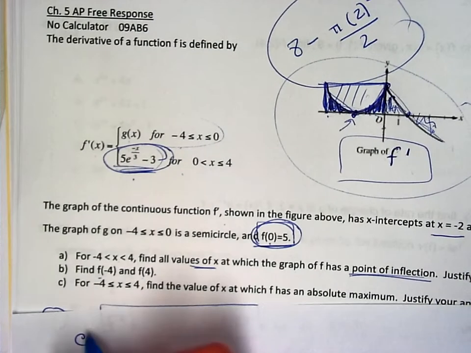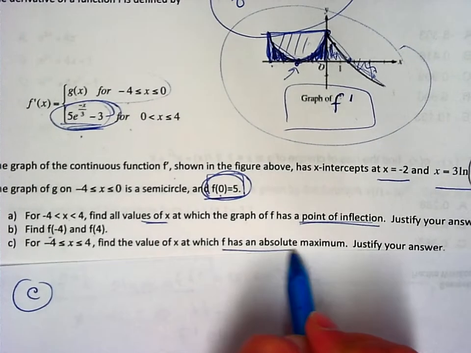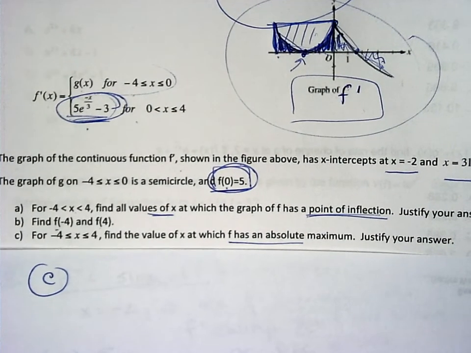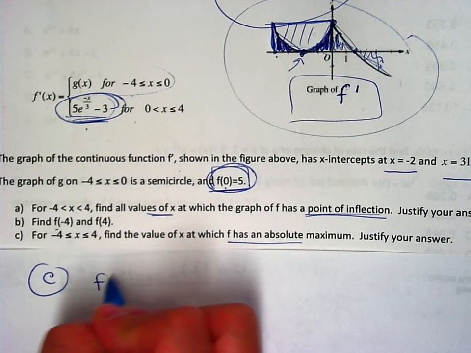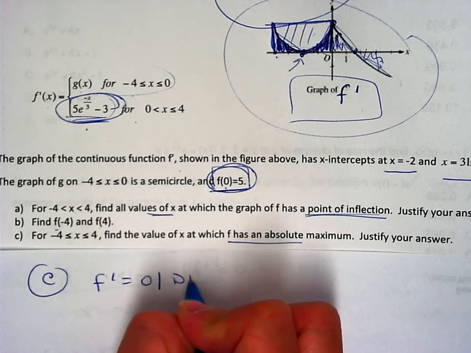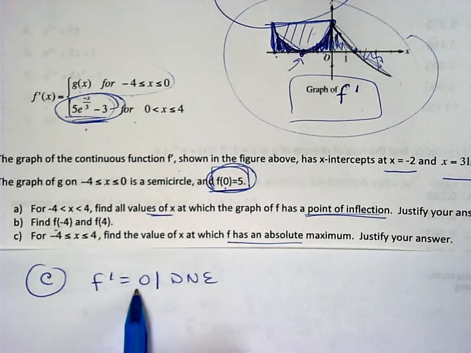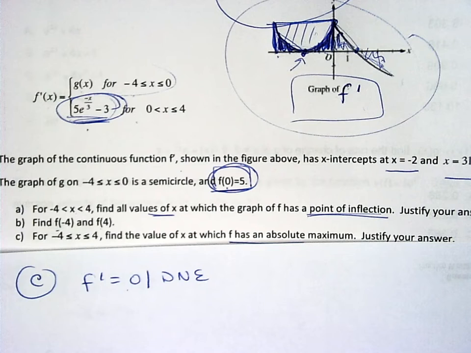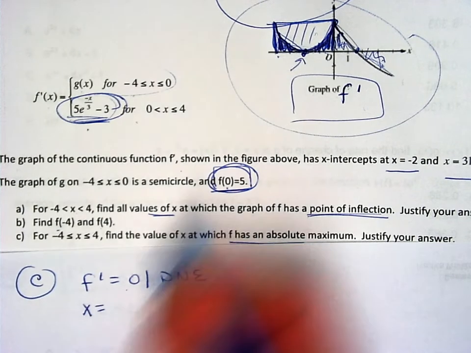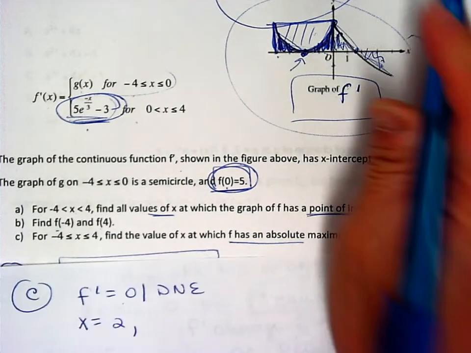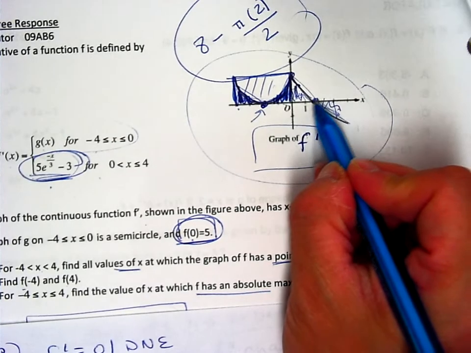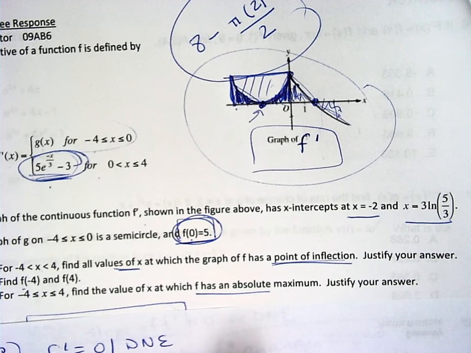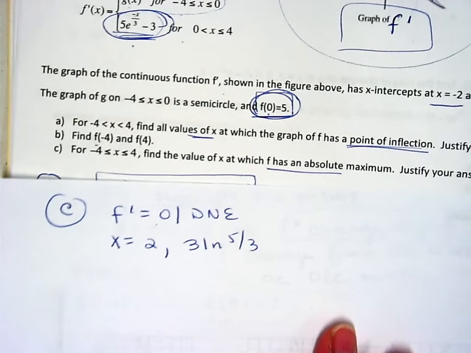Okay, last piece, part C. It's asking me to find the x values only for absolute max. So again, we start with critical numbers. Absolute maxes can only occur at critical numbers, which is where f prime equals 0 or does not exist. This is the graph of f prime, so I see a 0 at 2. And then they also told me there was a 0 here, which is 3 ln of 5/3, which they told me what that value was.